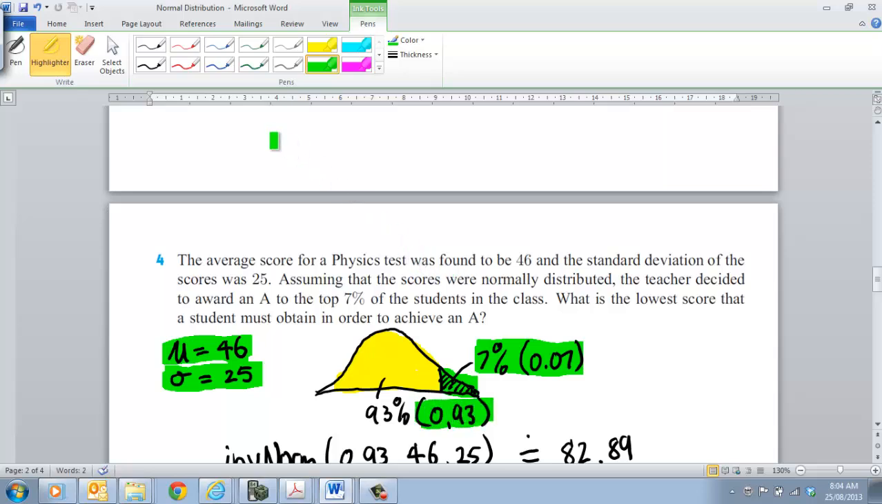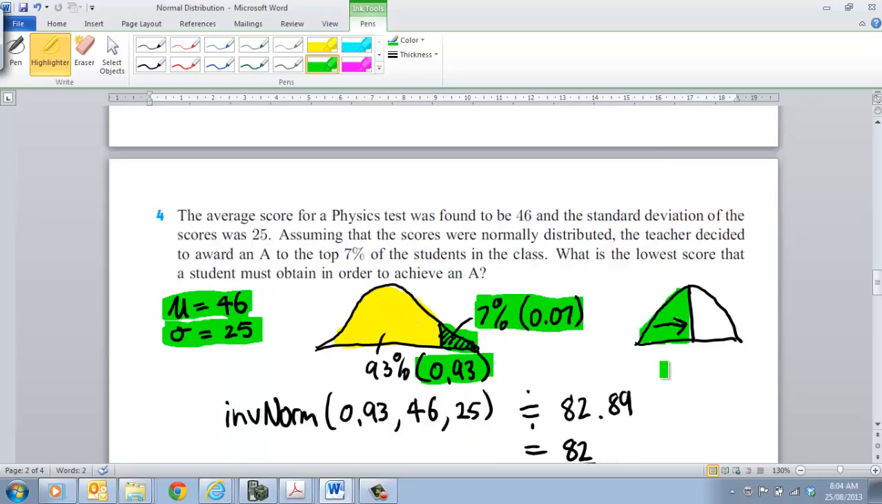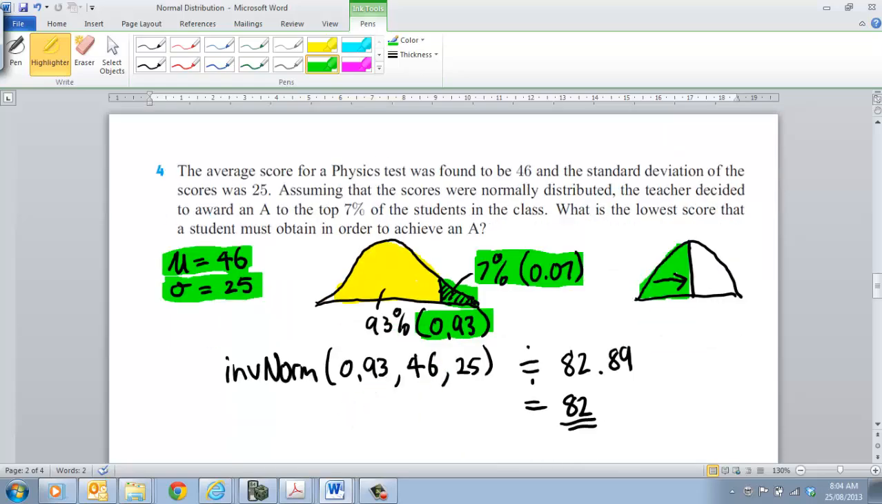Now the thing about the inverse norm, when we start thinking about doing this, the inverse norm always works from that side going this way. All right, so if you've got an upper value, you always need to make sure that you think of the complementary area. All right, so you have to have the complementary area for that. So what we have to do is our inverse norm.